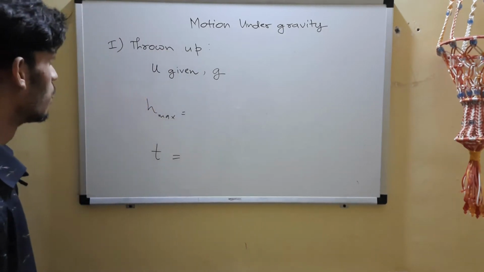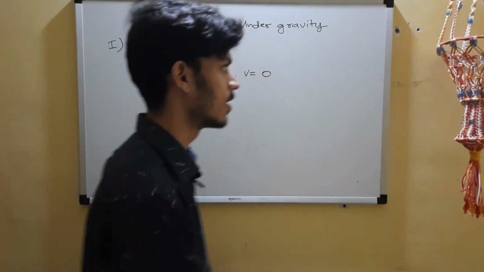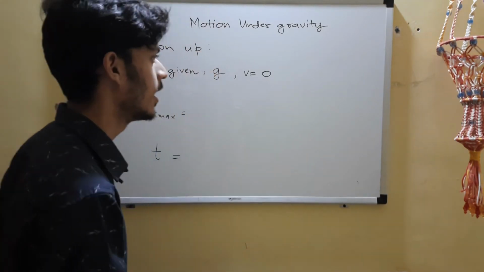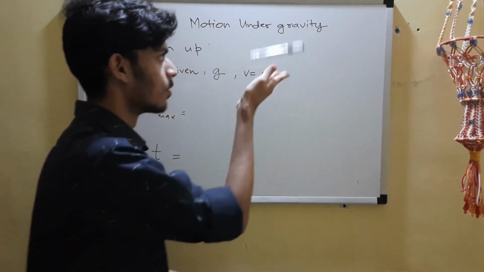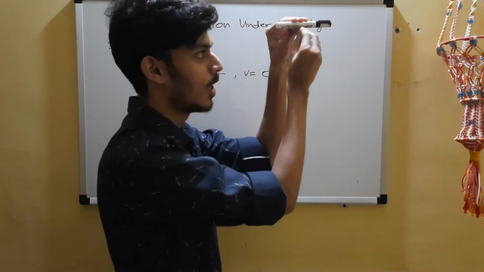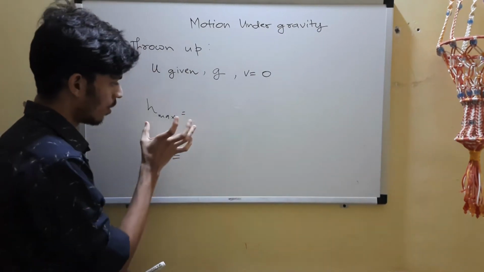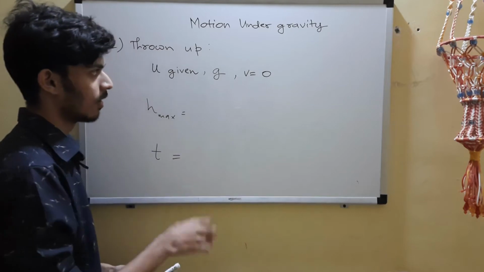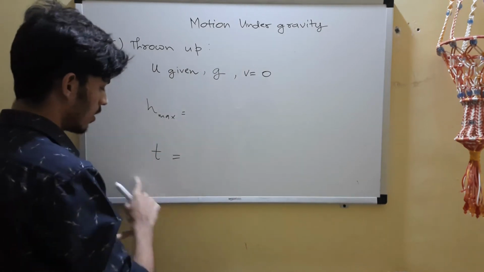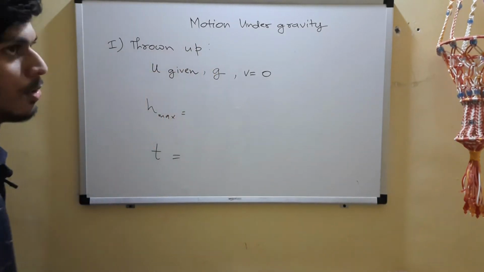You can take that final velocity to be 0, because when it reaches the maximum height it stops and then it changes its direction and comes down, right? Gravity is down always. So first it slows down the speed in the upward direction, finally it stops at the highest point and then the speed increases in the downward direction. That is what happens. So you'll be told to find h max and t. What is the maximum height to which your object reaches, and what is the time taken to reach that height?